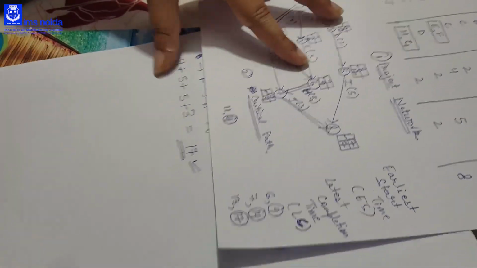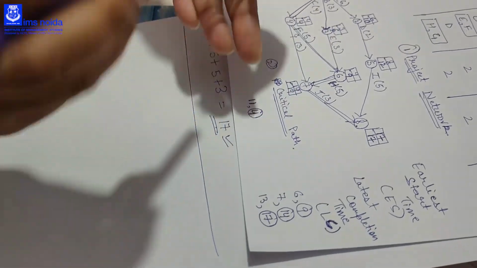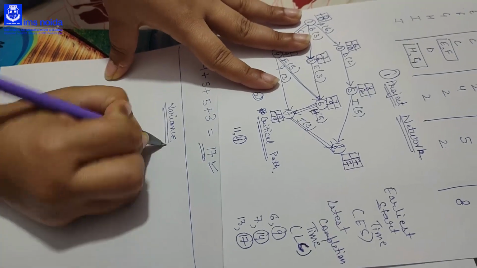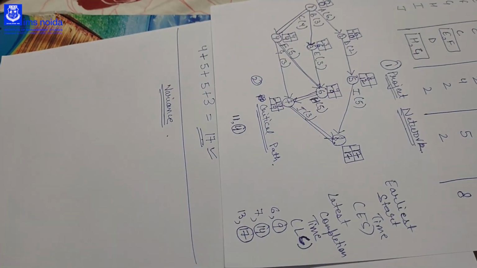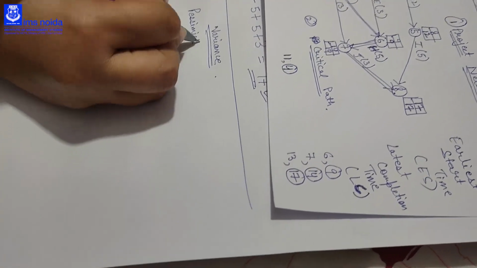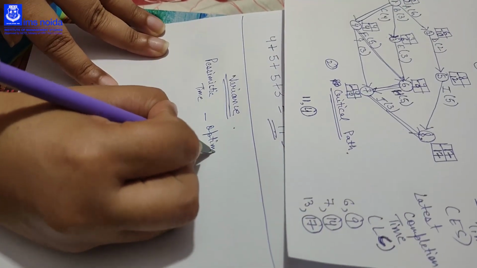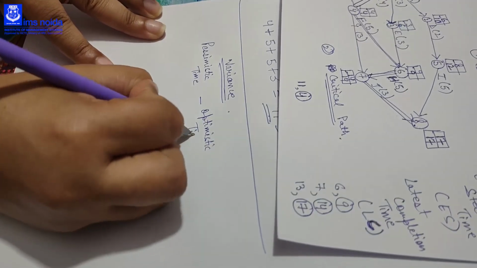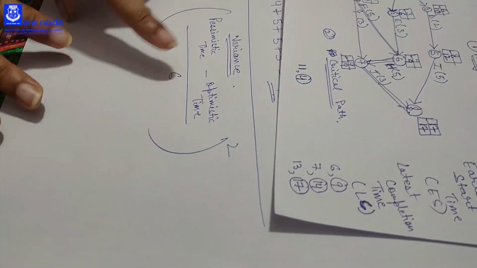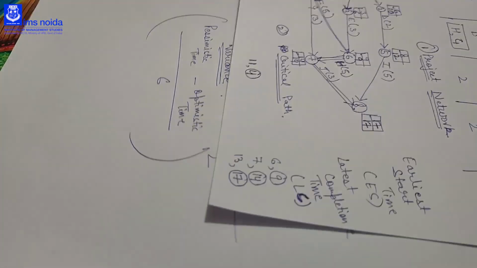Here one thing is also given. Sometimes in PERT evaluation method, the examiner asks you to find out the variance. So the formula to calculate the variance is pessimistic time minus optimistic time divided by 6, the whole square. So this is the formula to calculate the variance. Now for every activity you can find the variance.